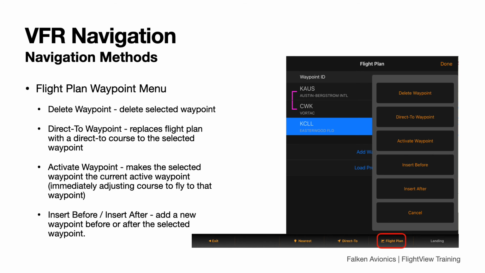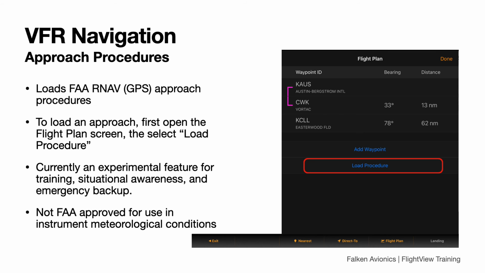If you want to insert points before or after an existing point, delete a point, or activate a point, you can do that using the Waypoint pop-up menu. Just tap on a waypoint and make your selection. It's worth noting that there's a difference between the Activate Waypoint and Direct-to Waypoint buttons. The Direct-to button replaces the current flight plan with a Direct-to course to the selected waypoint. Everything else is deleted. The Activate Waypoint button keeps the plan but forces the navigation system to sequence to the selected point.